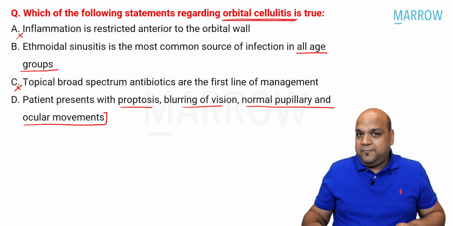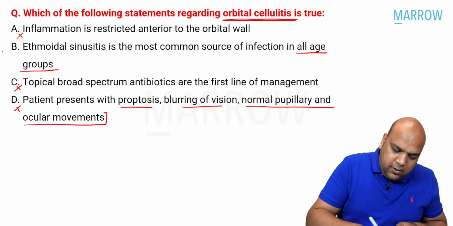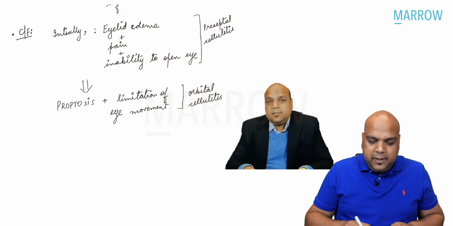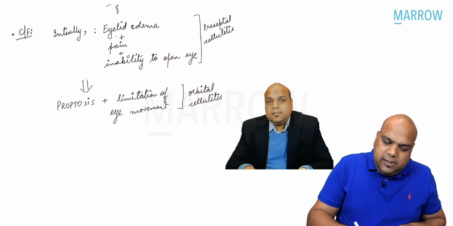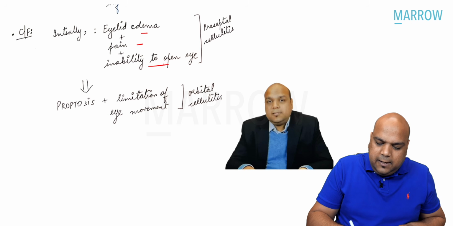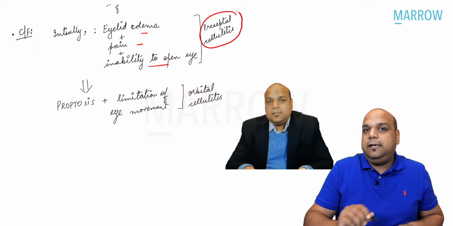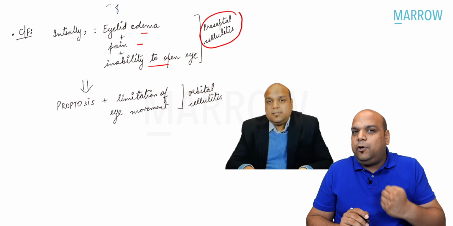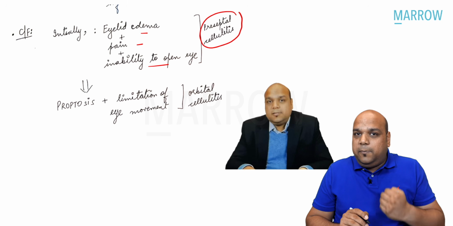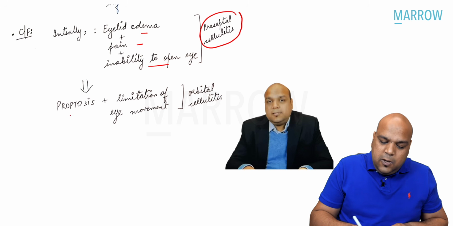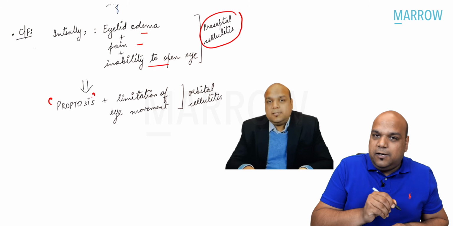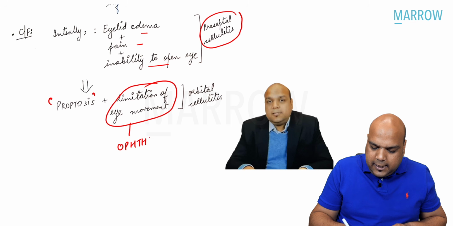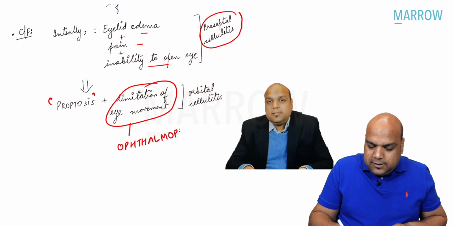Now, do you know this? If you knew this, you know this is wrong, and that is why option B is the true option. But if you didn't know this, let us see again. Another screenshot. Initially, there is eyelid edema with pain with inability to open the eye. This is preseptal cellulitis. But once the infection crosses posterior to the orbital septum, into posterior to the orbital wall, what happens? Orbital cellulitis, which is characterized by proptosis, given in the question, but along with that, limitation of eye movement called ophthalmoplegia.